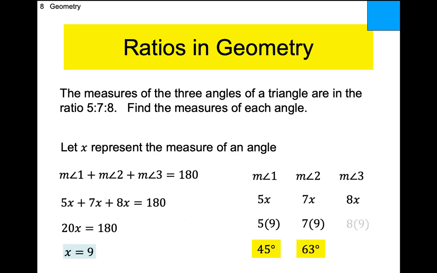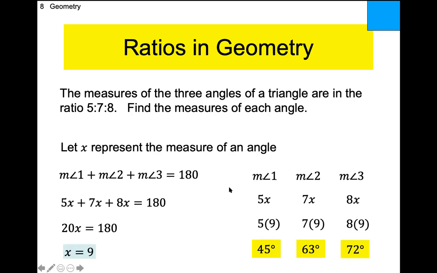There you go. Wait, I have a question. Yes. Can we just add the numbers up and then divide 180 by that? Well, yeah, that's literally what we're doing, sure.